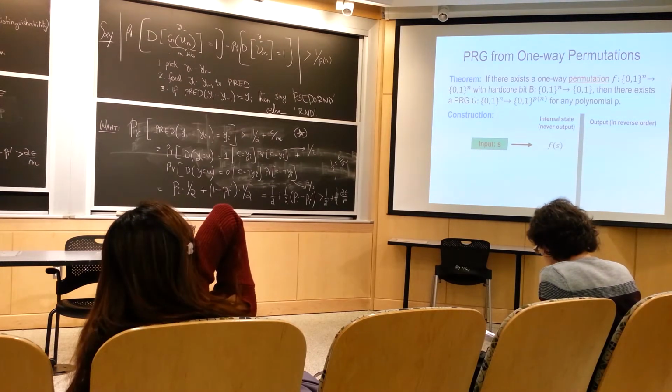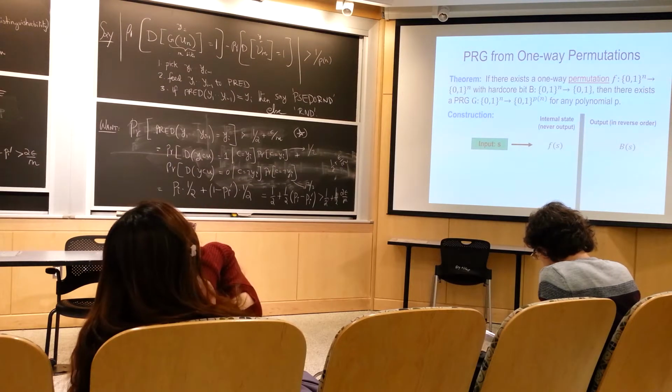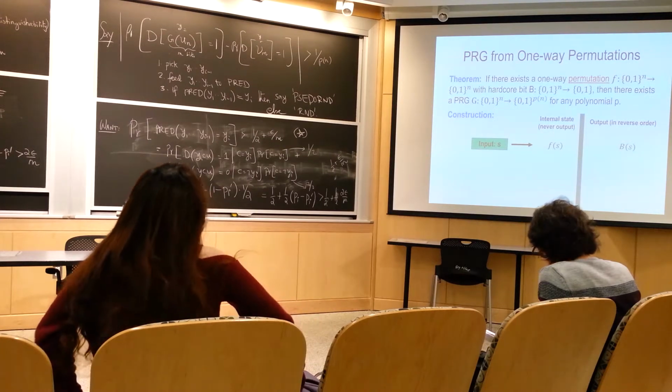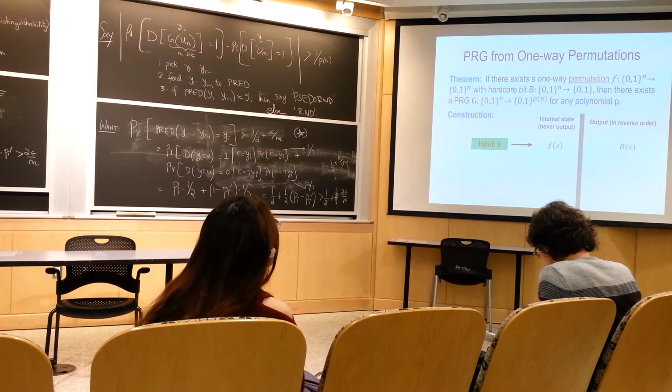I'm not going to output F of S. Instead, I'm going to output B of S. Okay? So B of S is truly random. Yes, I mean it's truly random. What am I going to do next? One bit is no good. Yes, n bits, one bit, no good.